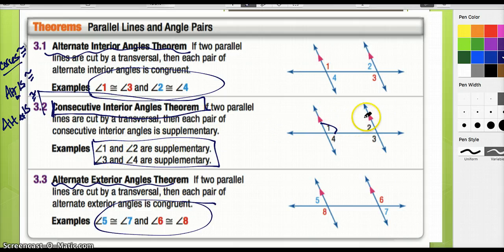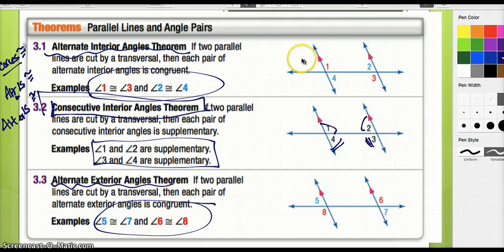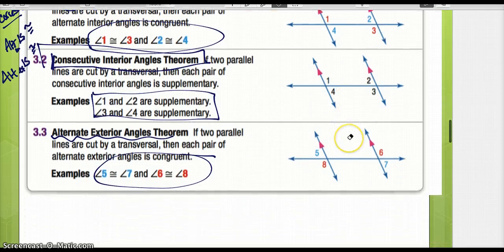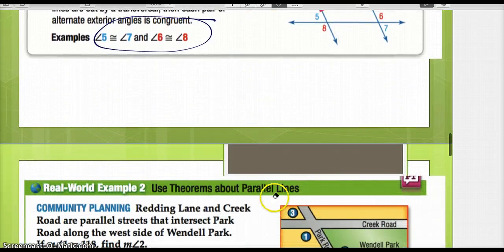So angle 1 and angle 2, those are consecutive interior angles. Those are supplementary. They add up to 180. Same thing with angle 4 here and angle 3 over here. Okay, so that's what you need to get from all of this. You can take your time and read through this at your own leisure, but that's ultimately what every one of these are basically telling us.